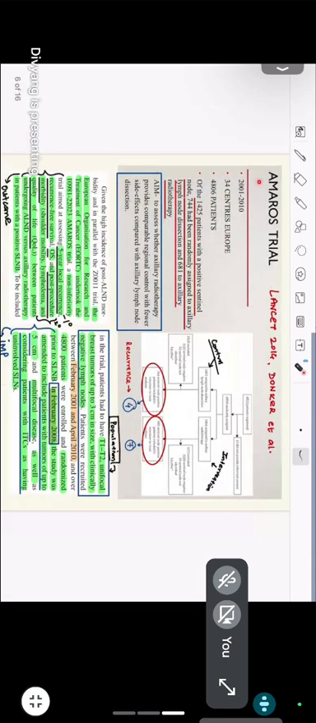So then came the AMAROS trial. The AMAROS trial basically said that, so first we began with the idea that if the sentinel lymph node is negative, can we avoid axillary clearance? So that was proved by the B32 trial. Then came the idea that if the sentinel lymph node is positive, can you avoid the axilla?